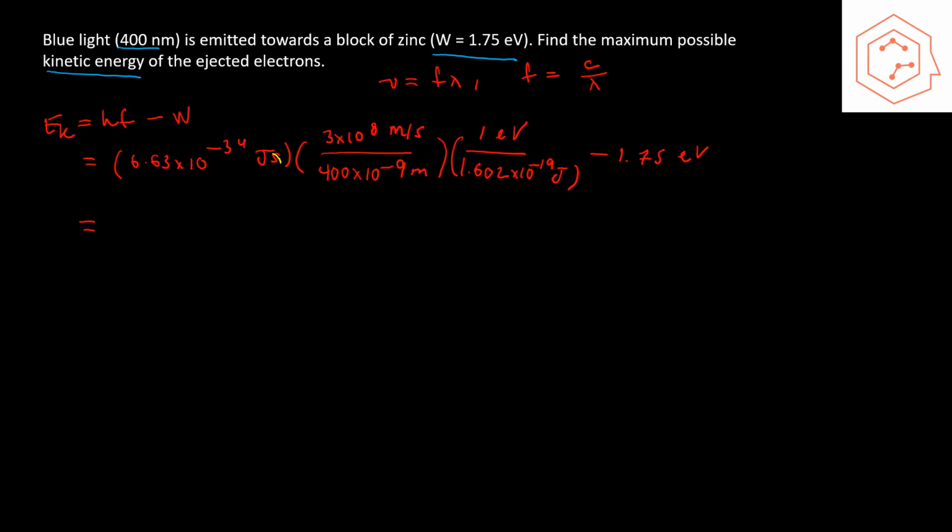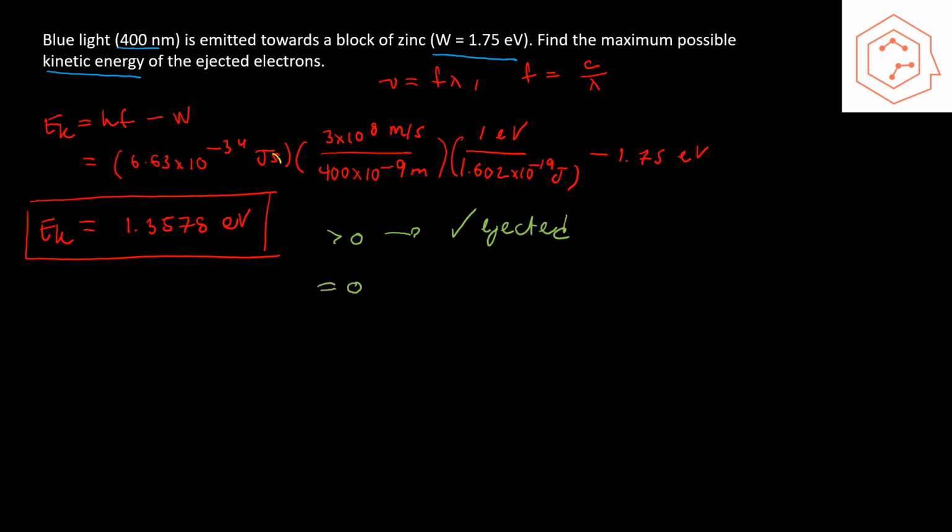And if you plug that into your calculator, you'll get a final answer of 1.3578 electron volts. So the maximum kinetic energy, in this case, where we shine blue light at a block of zinc, the maximum kinetic energy of the ejected electrons is 1.3578 electron volts. Now we notice in this case that this amount is greater than 0. So since the kinetic energy is greater than 0, then we're emitting the electrons with some velocity, so they are ejected.